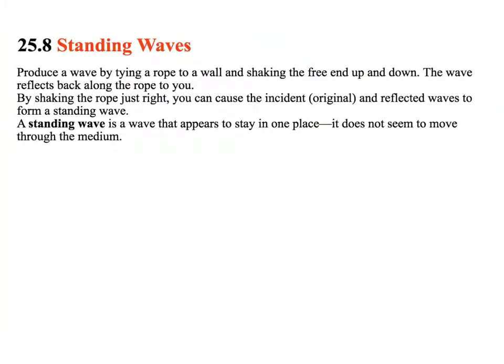Produce a wave by tying a rope to a wall and shaking the free end up and down. The wave reflects back along the rope to you. By shaking the rope just right, you can cause the incident, original, and reflected waves to form a standing wave. A standing wave is a wave that appears to stay in one place. It does not seem to move through the medium.